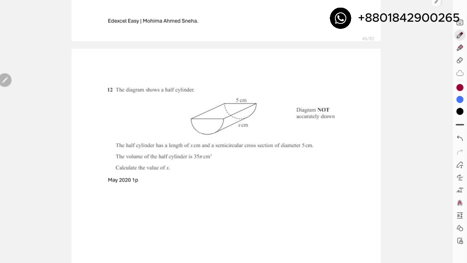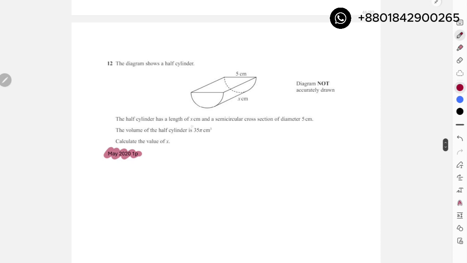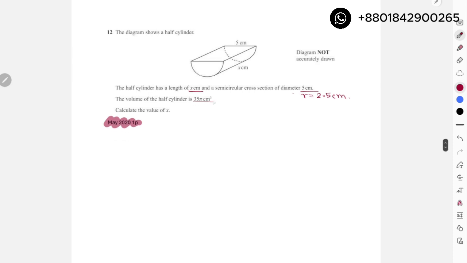Okay, then in the next question, this is from May 2020, paper 1. This question says the diagram shows a half cylinder. Sorry, one minute. This is a half cylinder. The half cylinder has a length of x centimeters and the semicircle cross section has diameter 5, and diameter 5 means obviously the radius is 2.5 centimeters, right? They're asking, the volume of the half cylinder is 35 pi. We need to find the value of x.